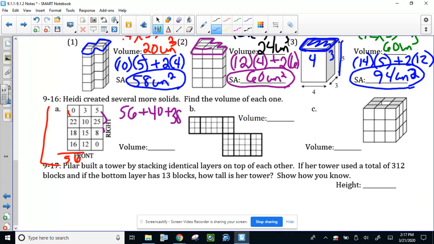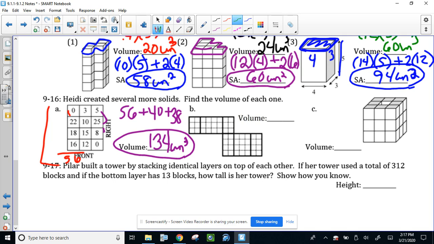So if I add 56 and 38, well, 56 plus 8 would give me 64. And then I'd have my 30 on top of that. So I'd be at 94 plus 40. I should be at 134 cubic units. So that one's not too terrible. A little adding. Probably would have been easier if I just plugged them into a calculator, but that's all right. I can add in my head.